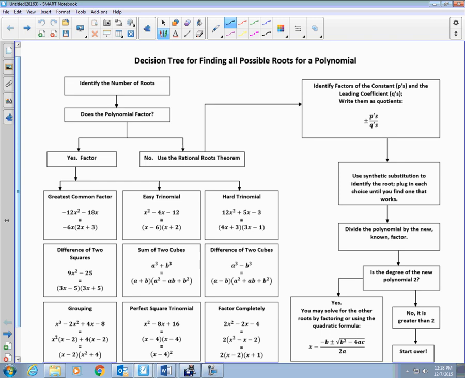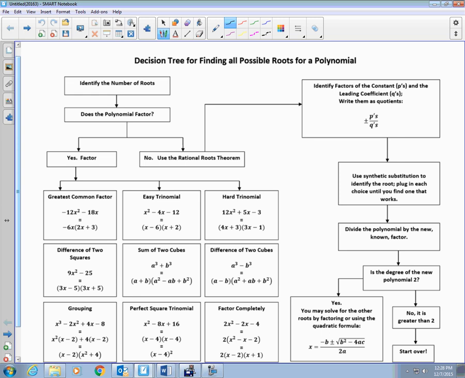But if it doesn't factor, then you have to use the rational roots theorem. That's when you identify factors of the constant, the p's, and the lead coefficient, the q's, and we write them like that. Then we use synthetic substitution, the remainder theorem, to find one that works. Then we divide using synthetic division. And then finally, we get to the part where it says, is the degree of the new polynomial 2? Every one we've done so far, after dividing, has come out to a degree of 2, because we started with a third degree polynomial. Well, the one we're going to do right now is a degree of 4.